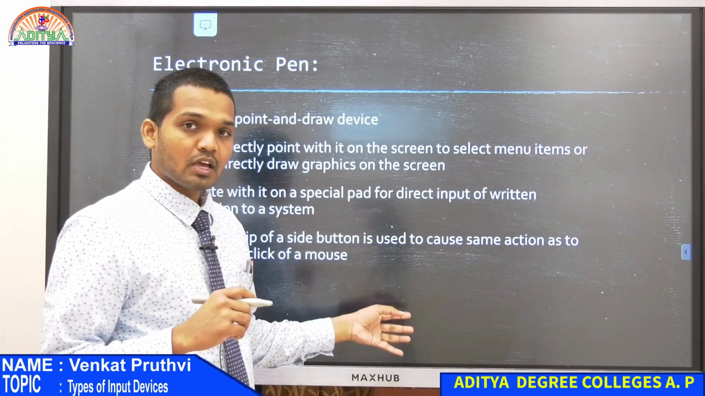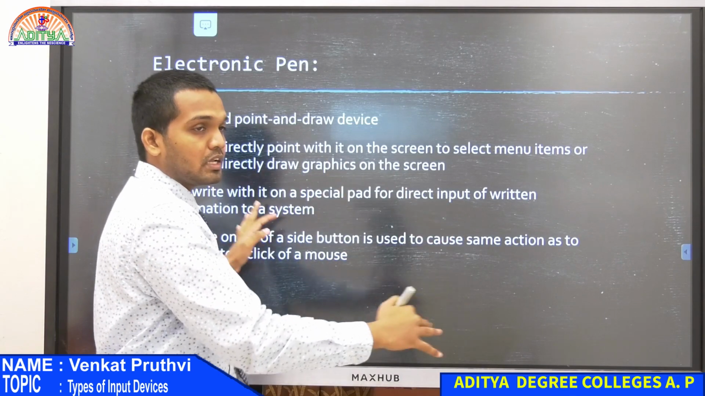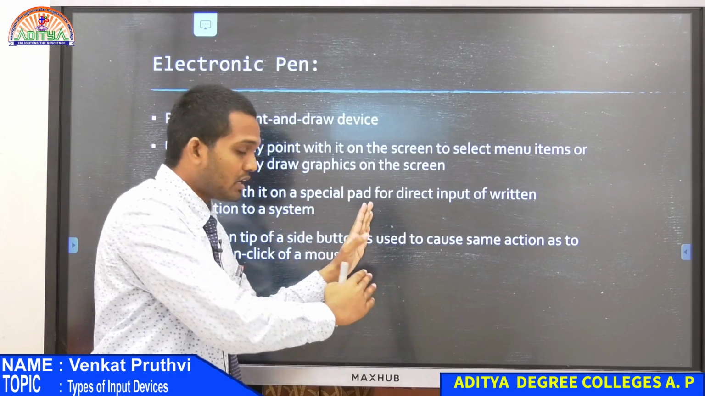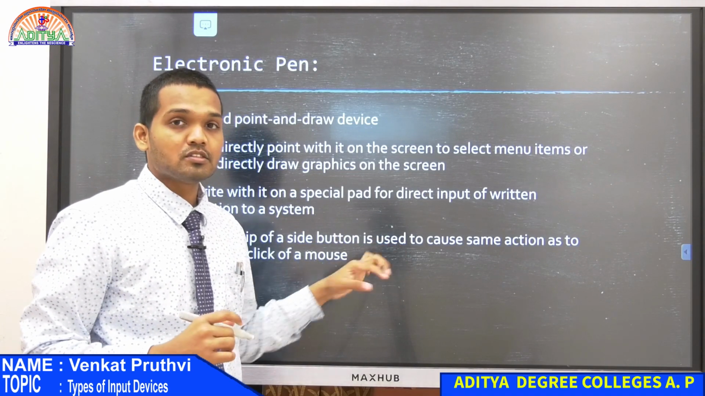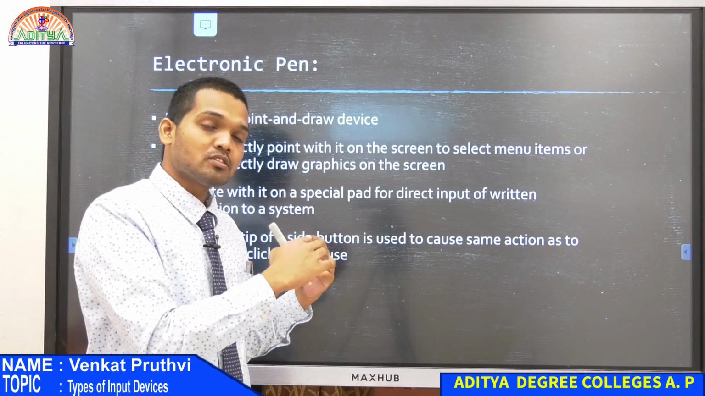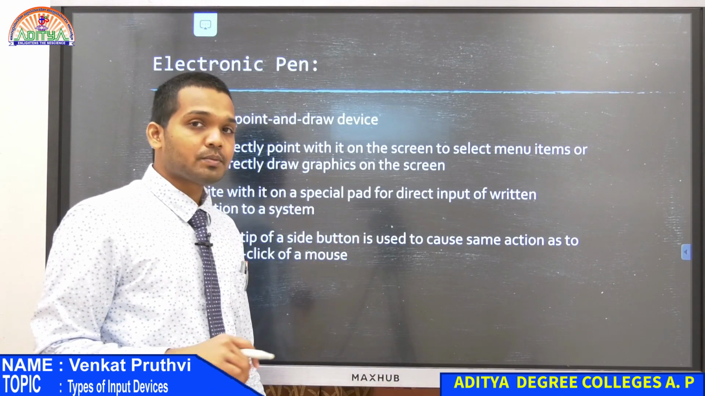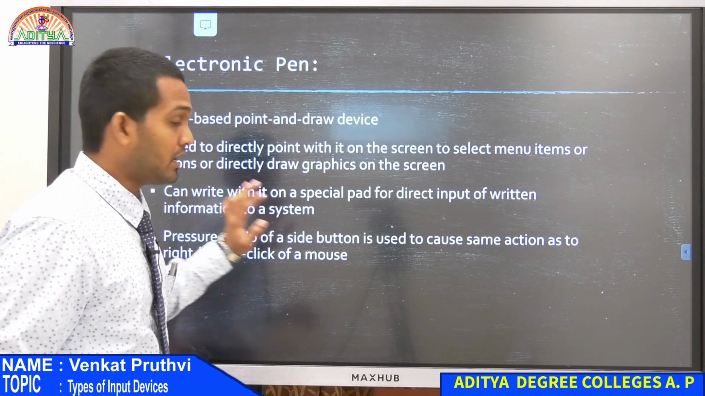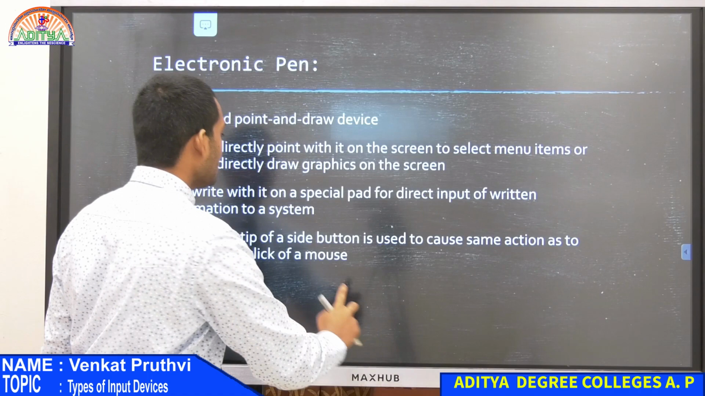Based on the focus at that point, the computer used to understand that the whole screen had one kind of brightness, and at that particular point there is a change in the brightness. Based on that calculation, the computer used to identify which part to select, and based on the clicking that we do with the pen, it used to do the respective operation. So that is about electronic pens. This is something different and new, that's why I was trying to explain a little about it.